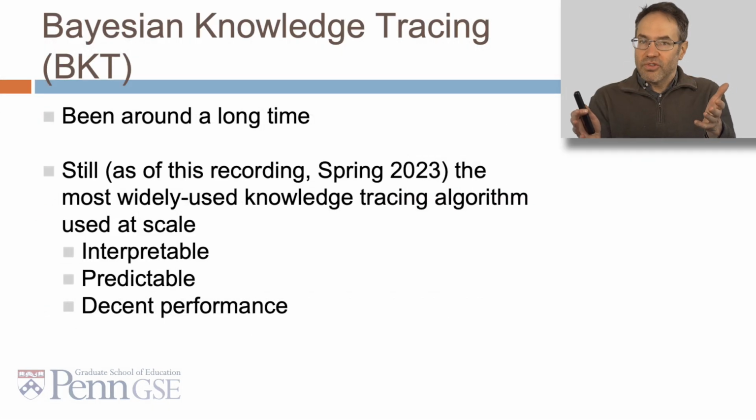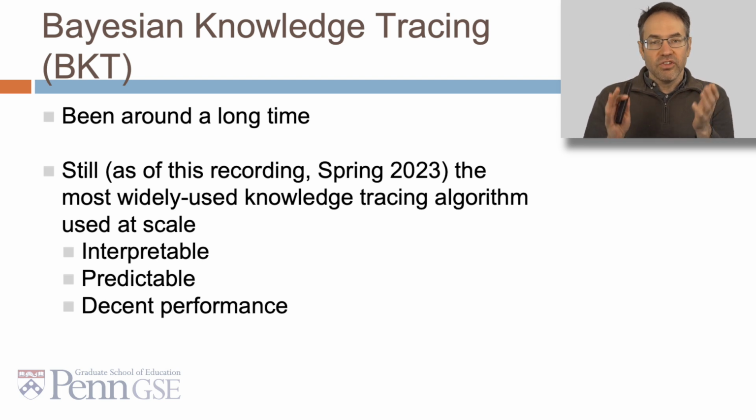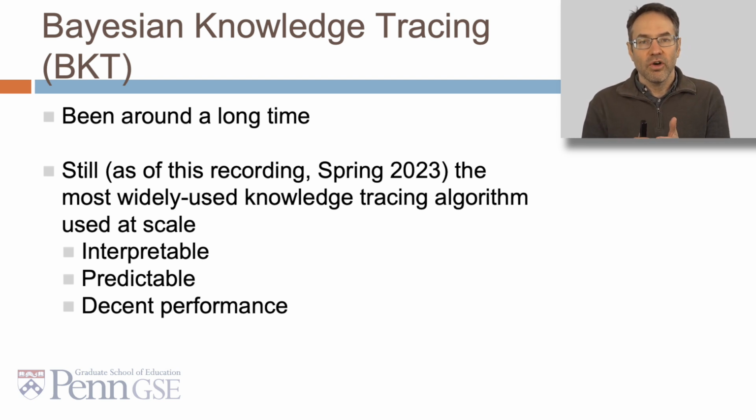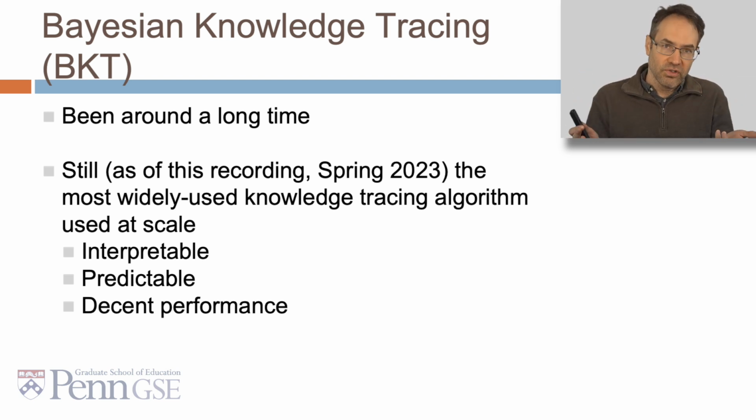So Bayesian knowledge tracing, BKT, has been around a long time. Still, as of this recording in spring 2023, it's the most widely used knowledge tracing algorithm at scale. That's because it's interpretable, its performance is very predictable, unlike some of the algorithms we're going to talk about later this week, and although its performance isn't as good as really any of the modern alternatives, it still achieves good enough performance for a lot of real-world tasks.